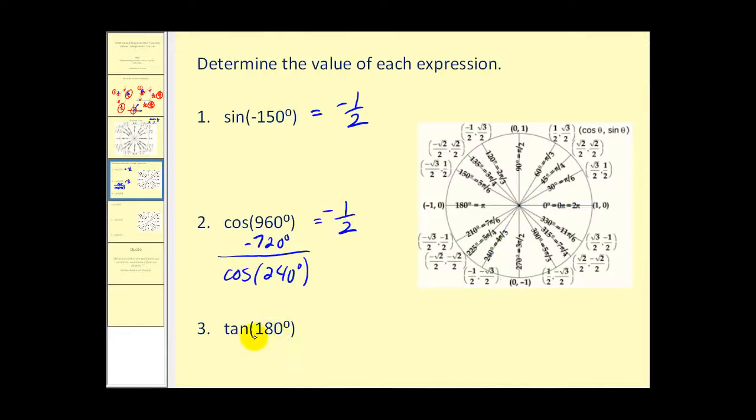Now let's look at tangent 180 degrees. So again, here would be the initial side. We rotate counterclockwise 180 degrees. Here's the terminal side. So we'll use this point to determine the tangent of 180 degrees. Remember, tangent is y over x, so we have 0 over negative 1, which is equal to 0. Let's go ahead and take a look at a few more.